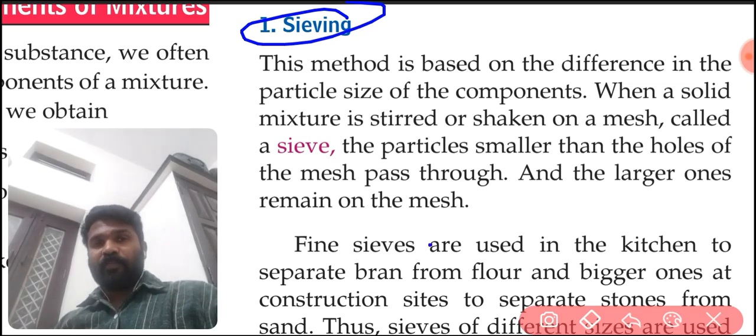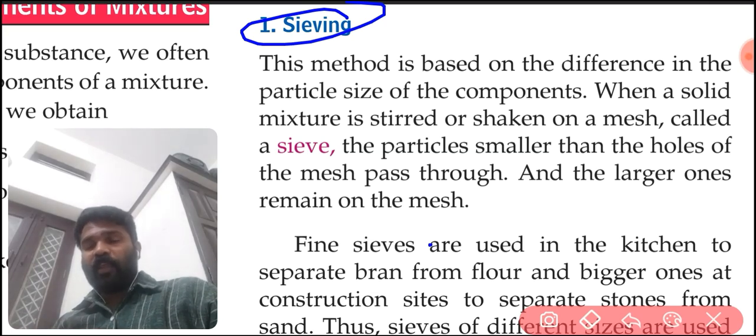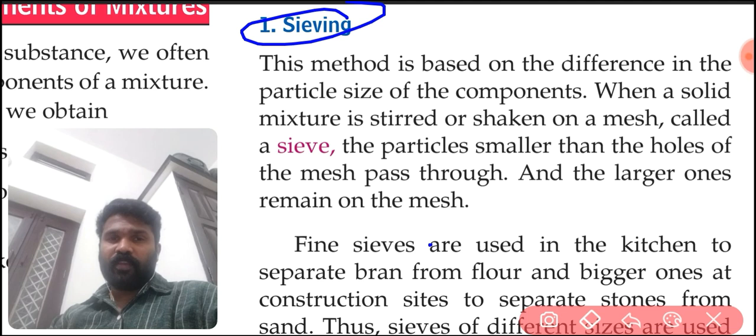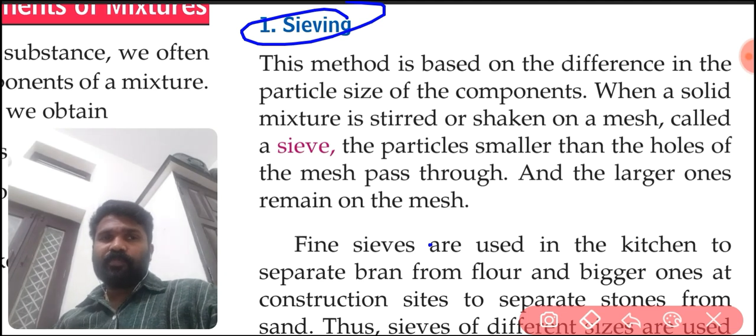While we prepare tea, what will we do? You have to separate the tea leaves. For that what will your mother do? Your mother will pour the tea on the sieve and will keep a separate glass downside of the sieve. Then what will happen? Pure tea will be collected in the glass and the tea leaves and other ingredients will be collected in the sieve. This process is sieving. Clear?